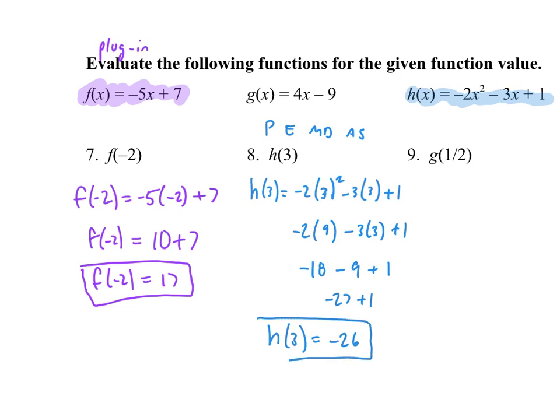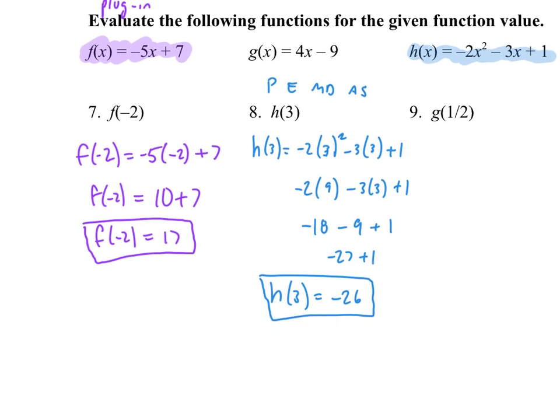So the x value is 3, the y value would be negative 26. If we were thinking about graphing these points or anything like that, this first point would have been negative 2, 17. We could plot that on a graph. This next point would be 3, negative 26, if we were going to plot this on a graph. All right, last one like this.